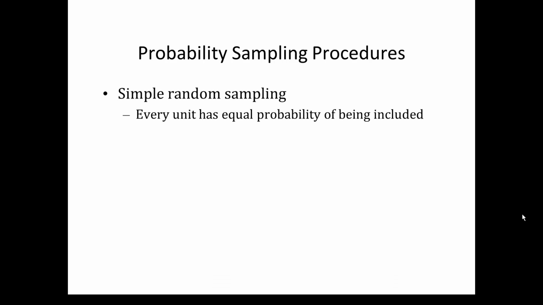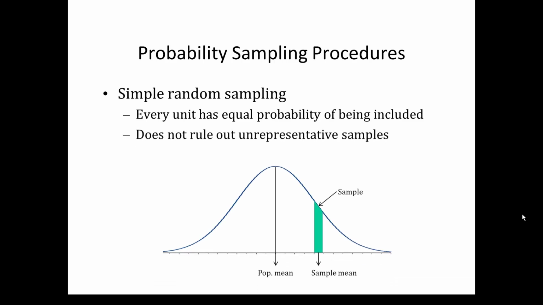Let's turn to probability sampling or random sampling procedures. The two most basic approaches in random sampling are simple random sampling and systematic random sampling. Simple random sampling is where every sampling unit has an equal chance of being selected. For example, if we throw names in a hat and pick one or a few names, that would be a simple random sample.